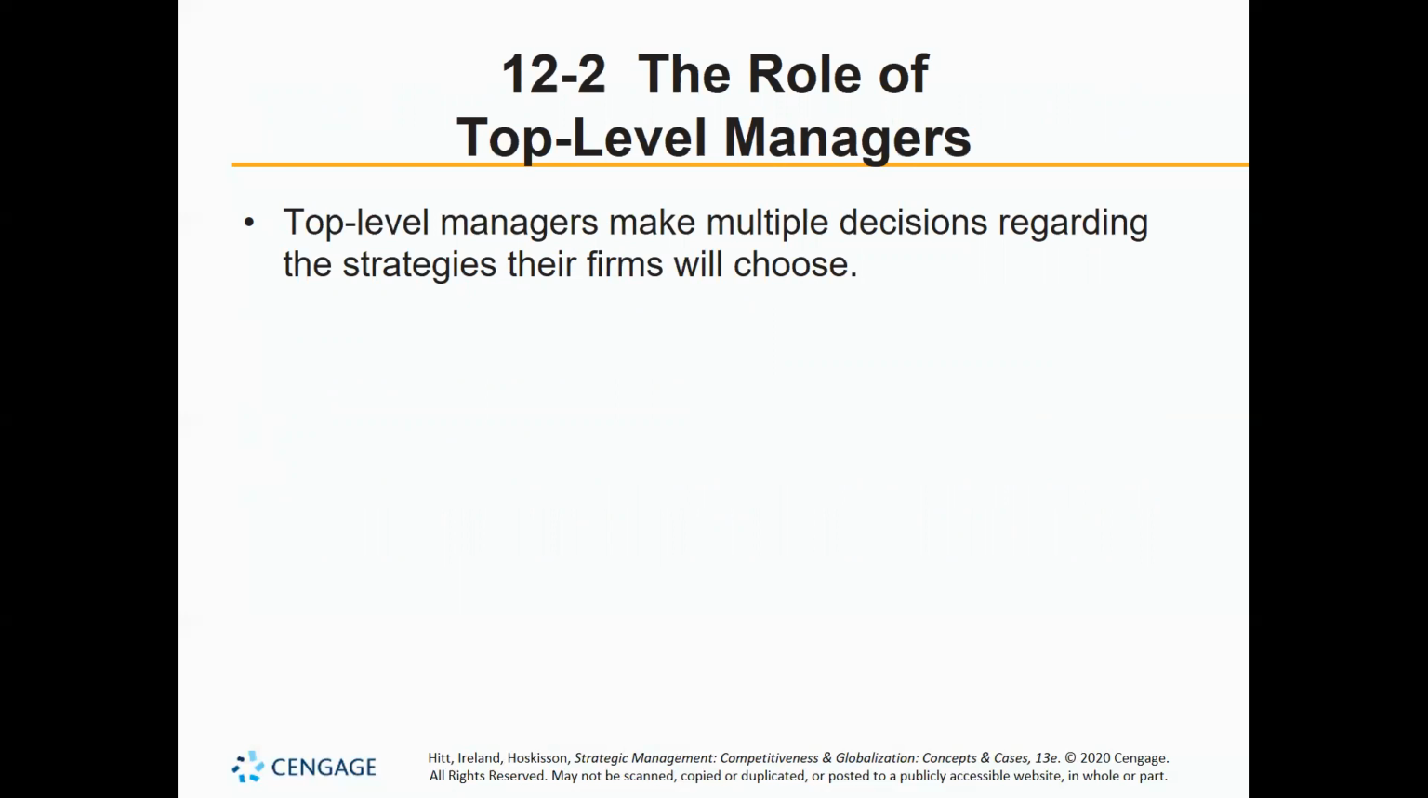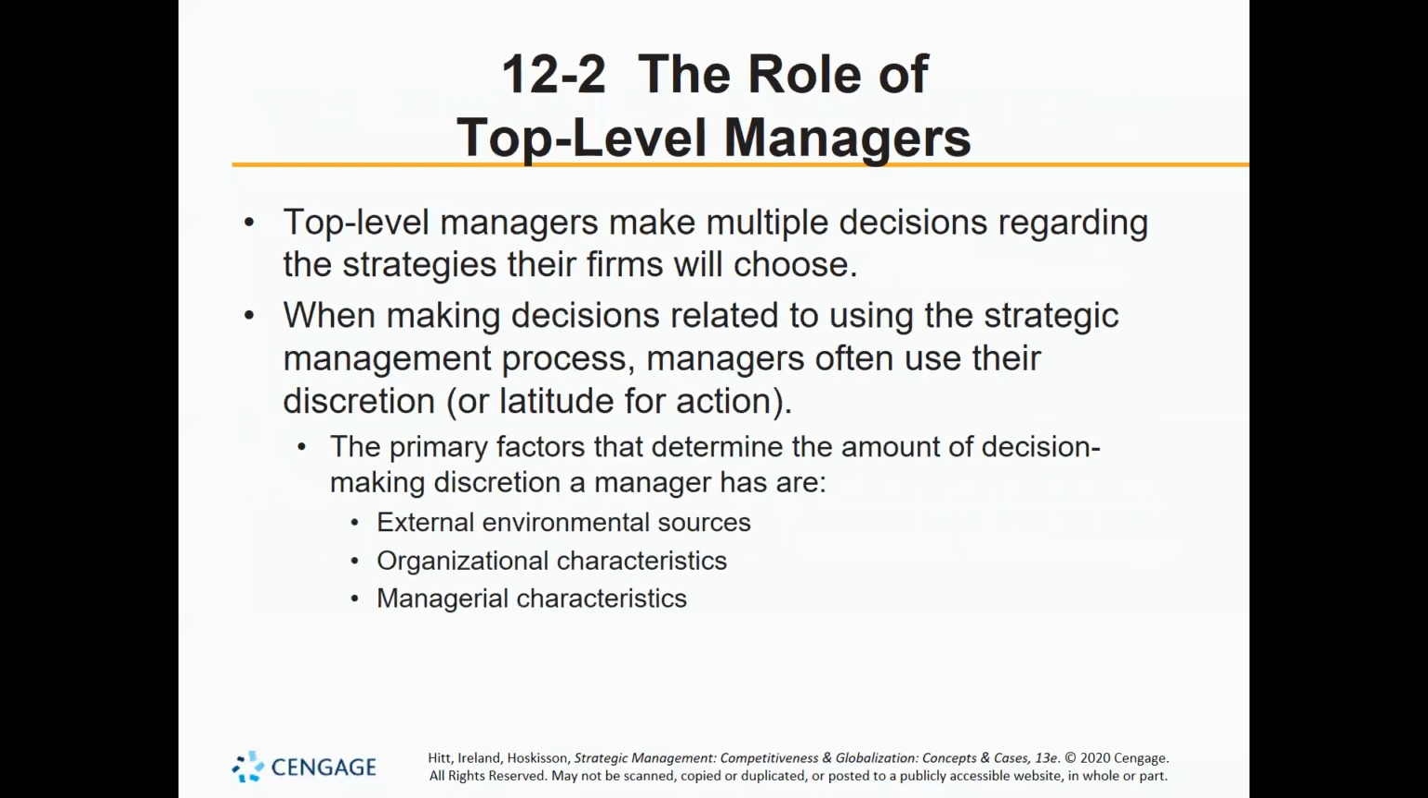Top-level managers make multiple decisions regarding the strategies their firms will choose. When making decisions related to using the strategic management process, managers often use their discretion or their latitude for action. The primary factors that determine the amount of decision-making discretion a manager has are external, organizational, and managerial characteristics or sources.